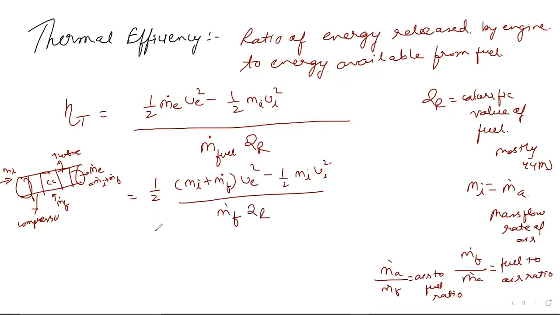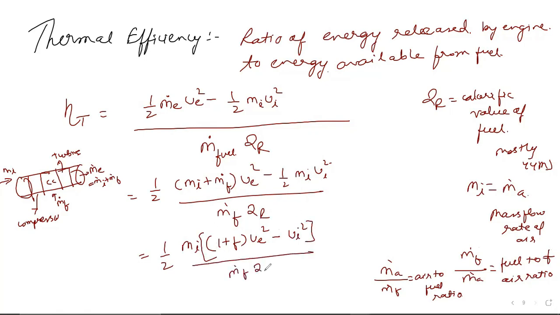If you start solving it now, you will finally get that you can take MI common. So take half MI common, and it will be 1 plus MF by MI. MF by MI is basically known as F, the fuel to air ratio. So 1 plus F, UE square minus UI square. Here I'm taking MI outside, divided by MF QR. MI comes down to the denominator, so it is MF by MI, which can be called FQR.